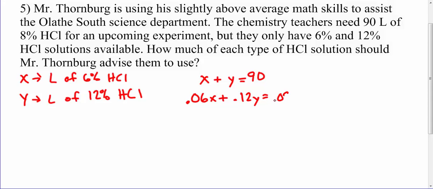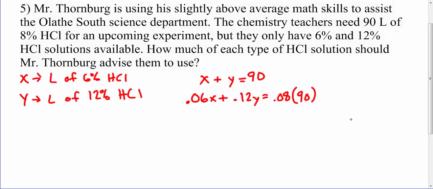Now here's the most common mistake people make. They stop right there. Well, this isn't just a 0.08, it's 8% of what? Well, it's 8% of the full amount, so of 90, so times 90. Folks, that right there, that times 90 is without question the biggest mistake I see in all my classes on this type of problem.